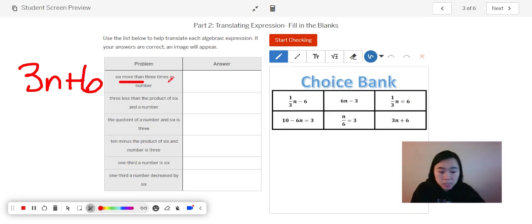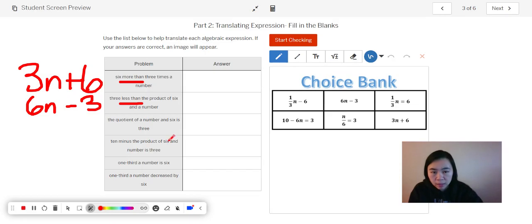Okay, if it doesn't tell us what the number is, that's when you're going to see a variable. Okay, so that's 3 and plus 6. So you're just going to type that in here, 3 and plus 6. 3 less than, same thing. You're not going to do 3 minus. It's something minus 3. The product, that's a multiplication of 6 and a number. So 6 times a number, and then 3 less than that.